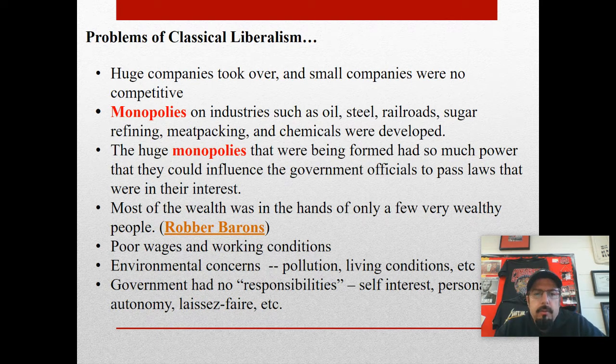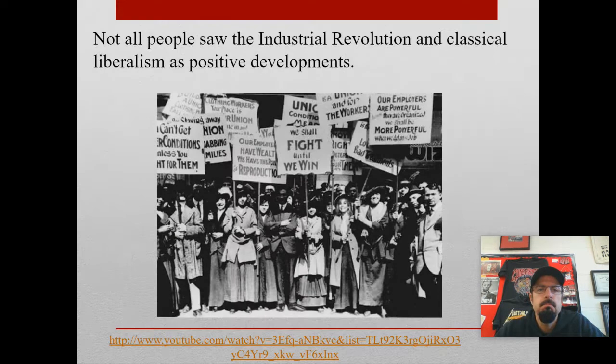But the problem was when you were in a position of power, you could consolidate that over time and become even more powerful at the expense of people that didn't have that type of power. Not all people saw the Industrial Revolution and classical liberalism as positive developments.